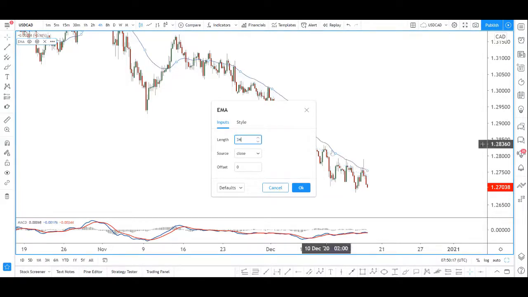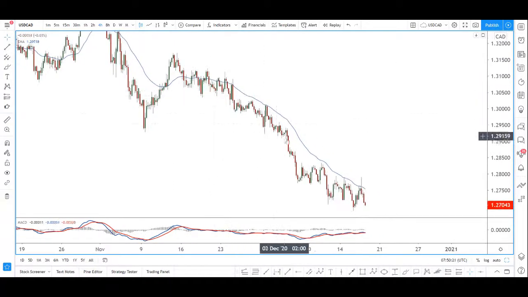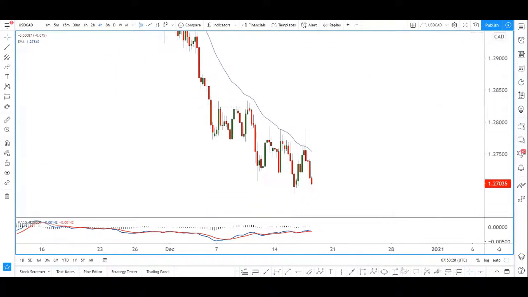Even if I were to put it to 34, it seems nicer. When price is below the 34 EMA, the EMA actually holds price nicely, as we can see. Further, in terms of price action, we see price making lower lows and lower highs. Generally lower highs. So very clearly, price is in a downtrend.